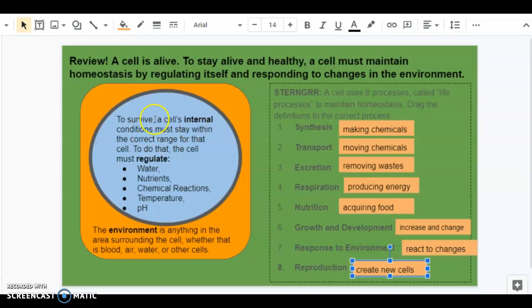To survive, a cell's internal conditions must stay within the correct range for that cell. And as you saw with extremophiles, some cells have very different ranges from others. But whatever the cell, it must regulate things like water, nutrients, chemical reactions, temperature, and pH. So what are the environmental conditions we're talking about? Well, the environment is anything in the area surrounding the cell, and that will depend on the cell. It might be blood, air, water, or even other cells.